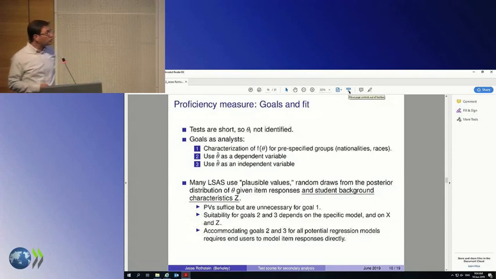And if you're after goals two and three, PVs are not automatically the right thing to be doing. It's going to depend on a lot of things that the end user doesn't necessarily know about the specifics of the model, whether you can use the PVs that were generated with the test to pursue goals two and three. If we wanted to accommodate goals two and three for all of the regression models that secondary users might want to run, we really can't use PV-like things at all. The only real option here is to allow end users to model the item responses directly, to give them access to the item level data.